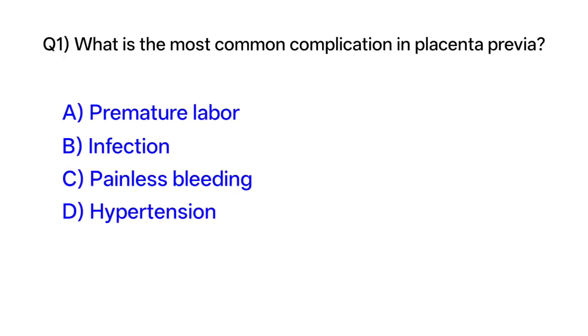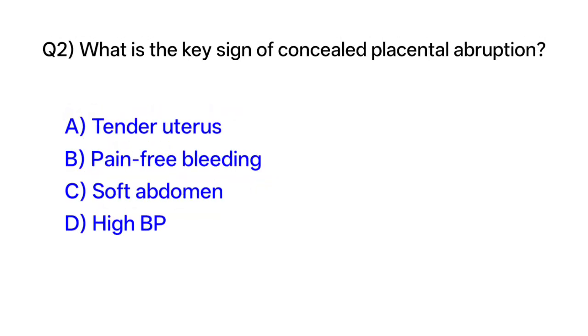Question number 1. What is the most common complication in placenta previa? The correct option is C. Painless bleeding. Question number 2. What is the key sign of concealed placental abruption? The correct option is A. Tender uterus.